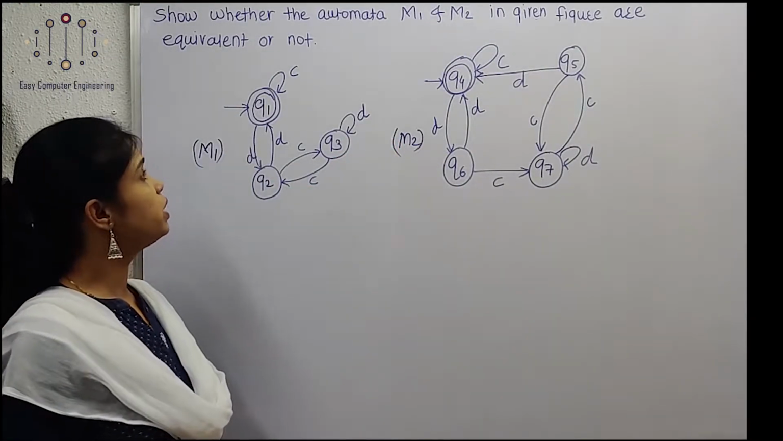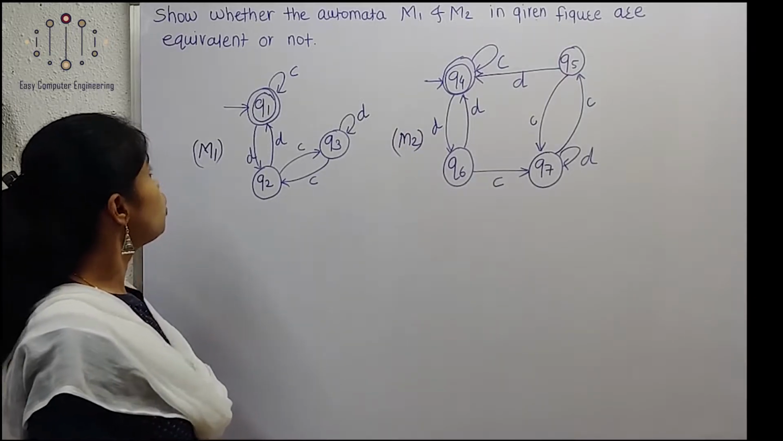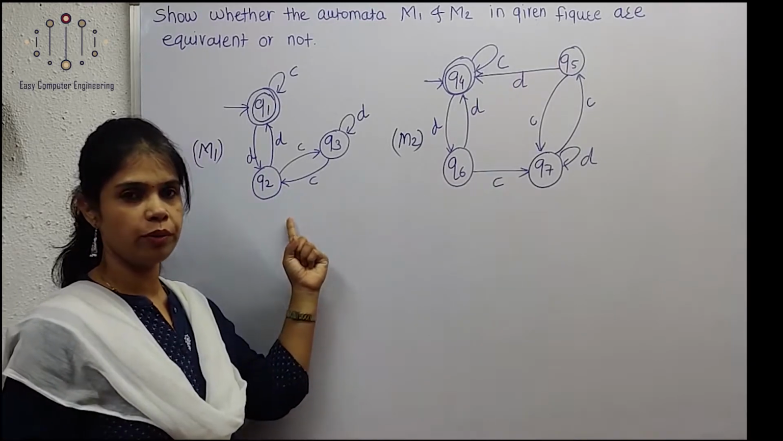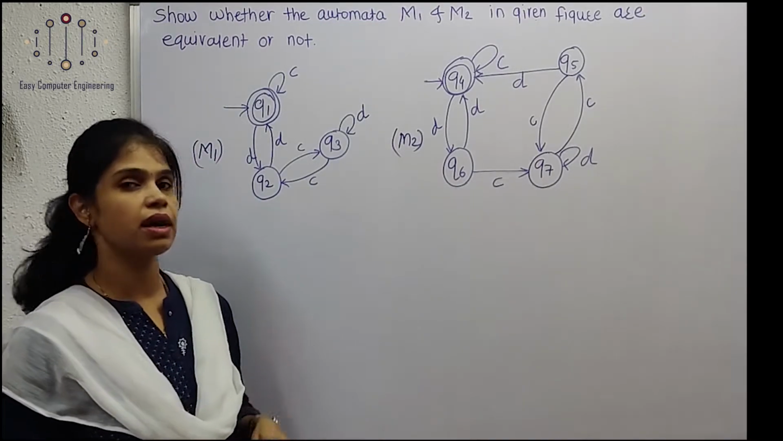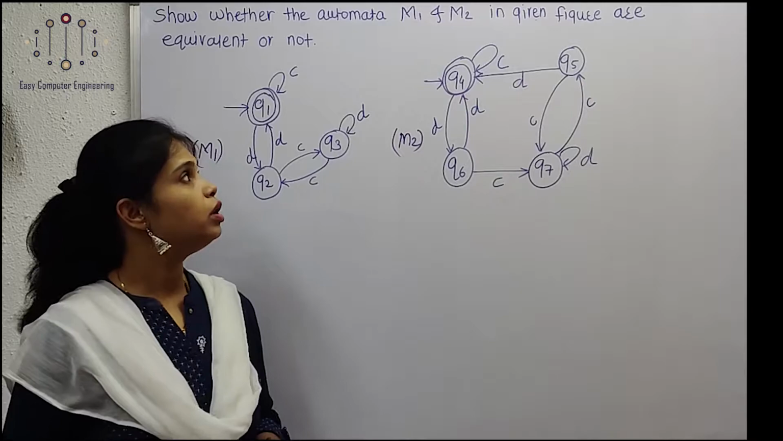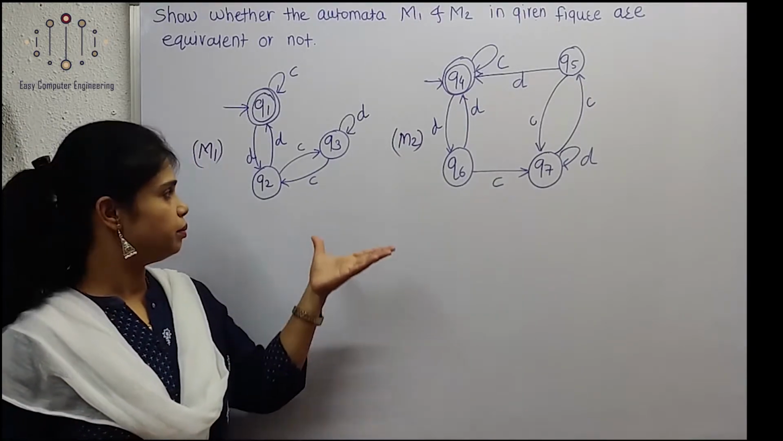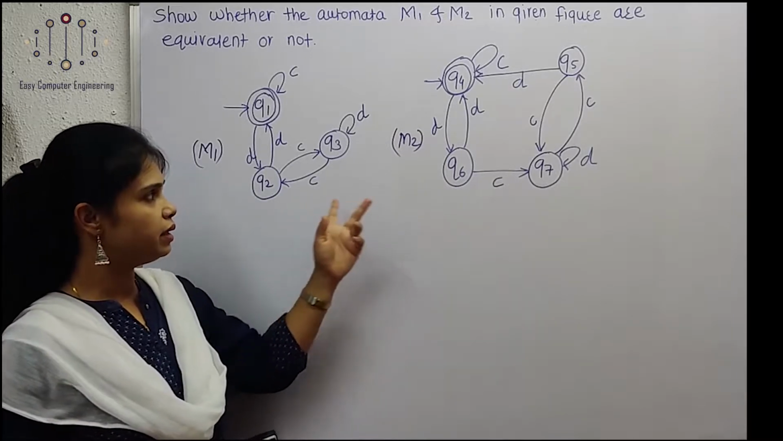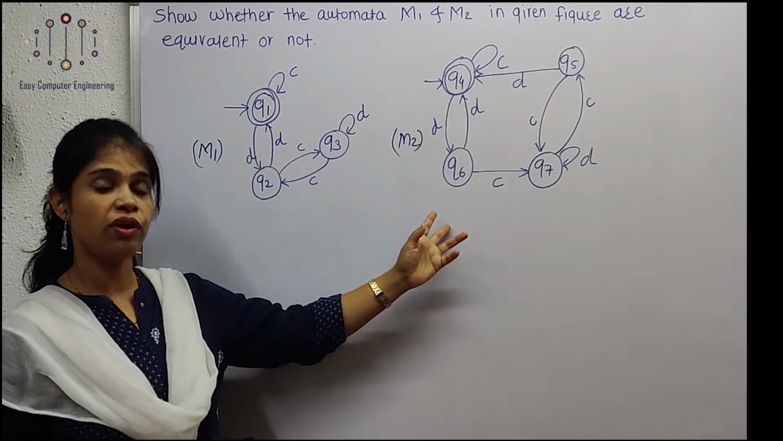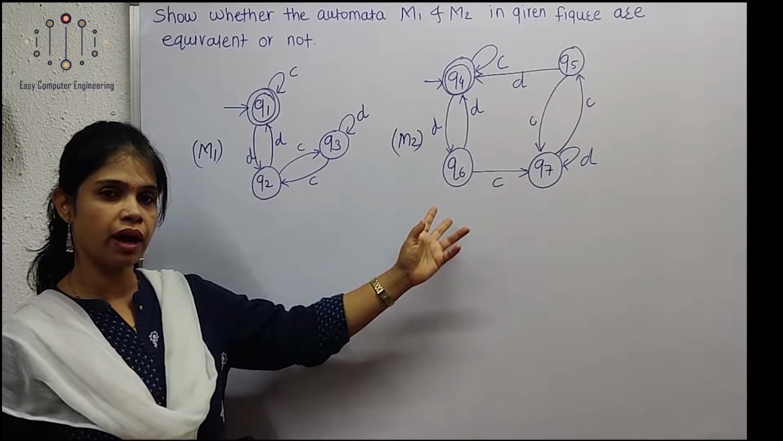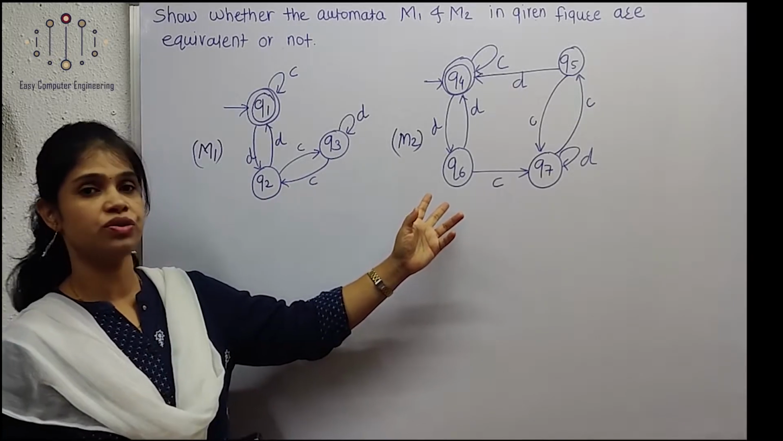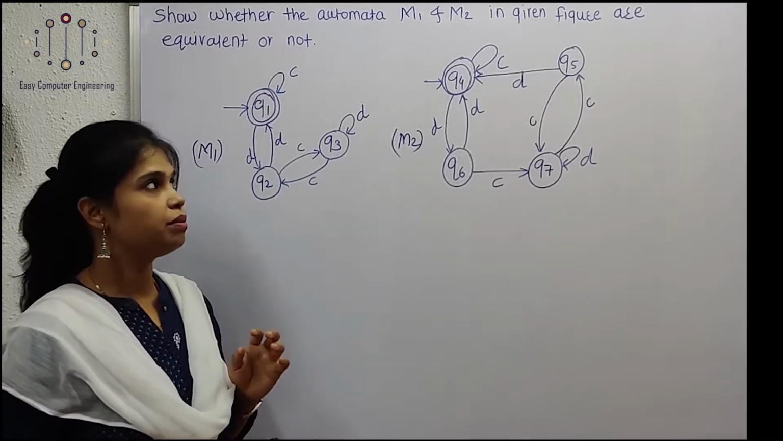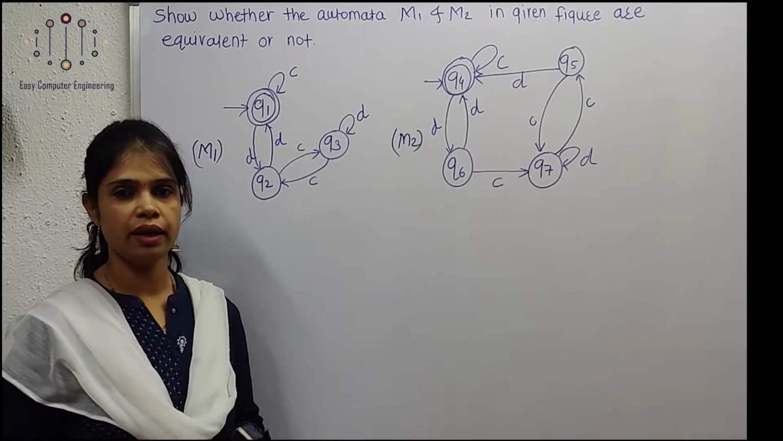We are going to see in this video whether the automata M1 and M2, these two automata, are equivalent or not. So how can we show whether these two automata are equivalent or not? We will combine these two automata, and if the final automaton gives the same strings or the same language, that will be the answer. It means these two automata are equivalent.